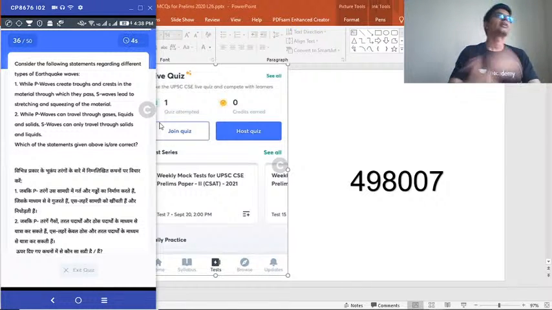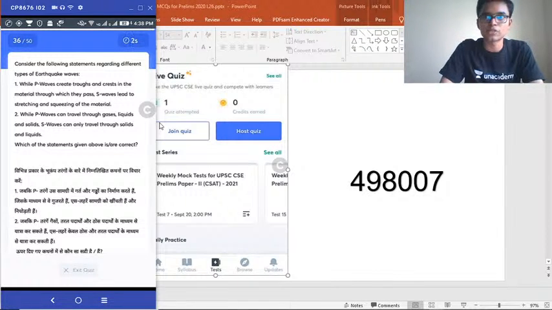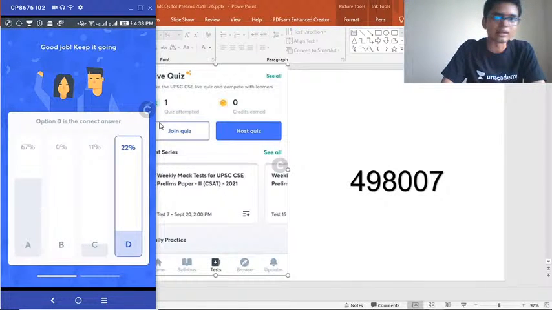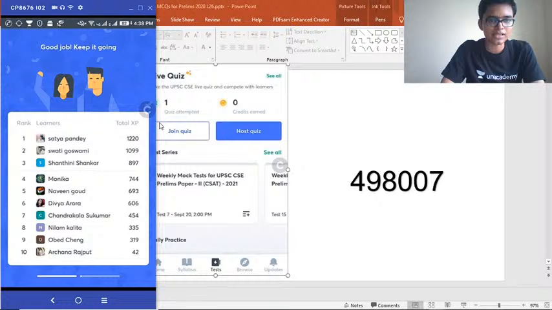36th question, regarding different types of waves that are produced during an earthquake, P wave and S wave. So tell me the correct answer. Correct answer is option D, none of the above. 22% again getting it.